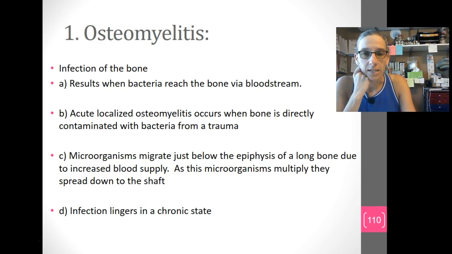Acute localized osteomyelitis occurs when the bone is directly contaminated with bacteria from a trauma or from surgery. Microorganisms migrate just below the epiphysis of a long bone. So you may need to go back to the very first lecture where we did bone anatomy. They migrate just below the epiphysis of a long bone due to increased blood supply, and as these microorganisms multiply, they spread down to the shaft.